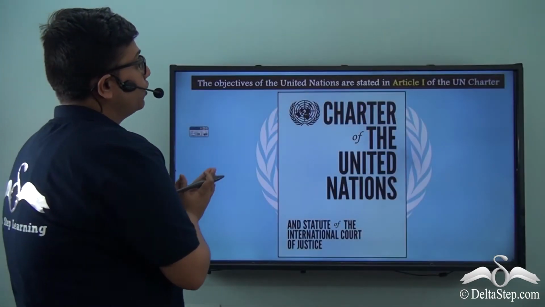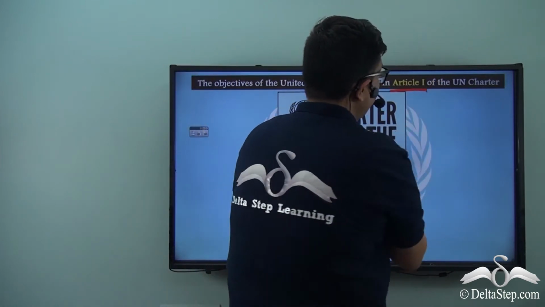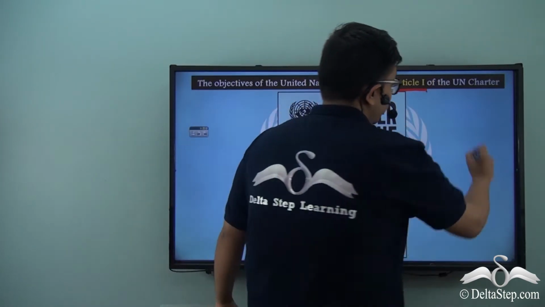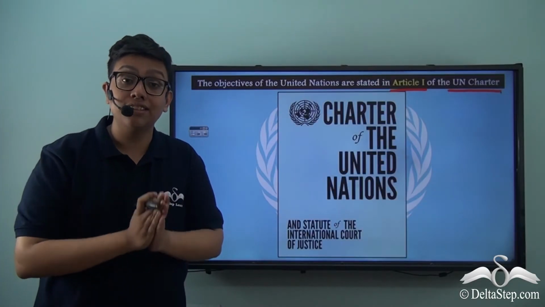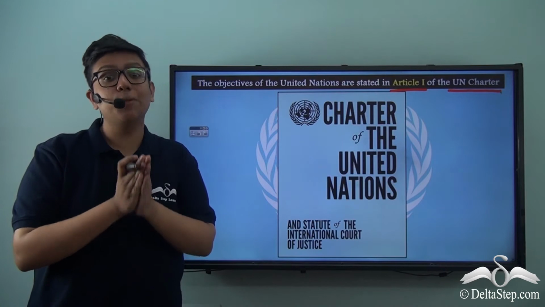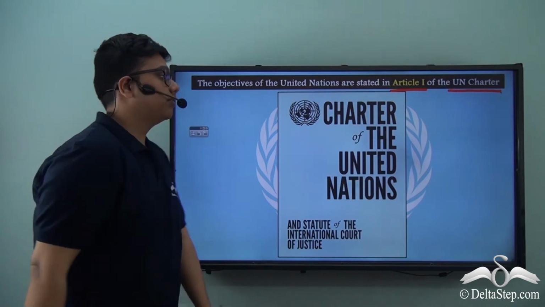These objectives of the United Nations are stated in Article 1, or the very first article of the UN Charter, thus giving us an idea that the objectives of the United Nations, or what it wishes to do, are to be understood before even understanding what the UN truly is.